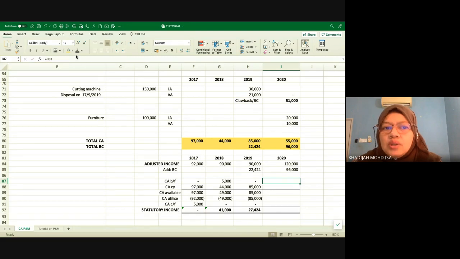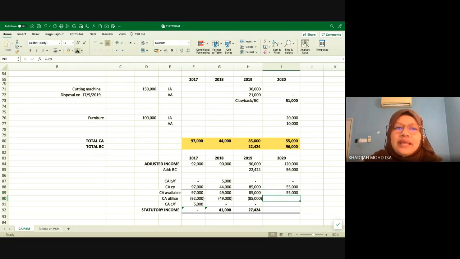Similarly, you do the same for your 2020. There's no brought forward amount, but the current year you have 55,000 CA, right? Remember that you have a balancing charge and adjusted income total here is 216,000, but the CA available is only 55,000. So it means that you will have your statutory income. You use everything.